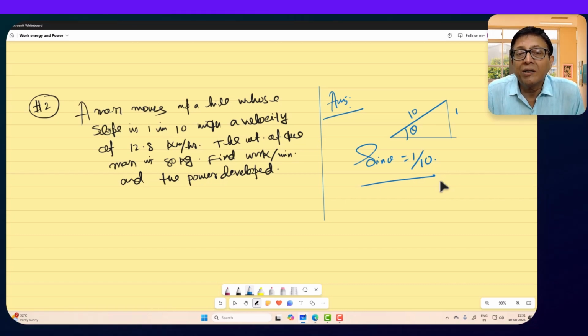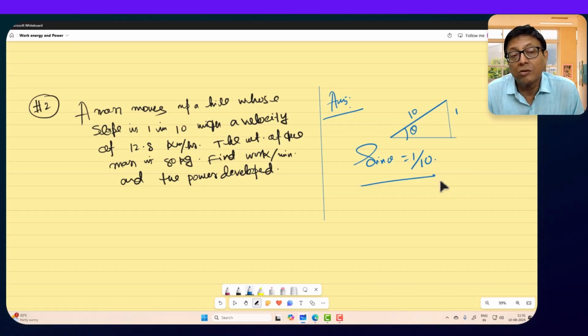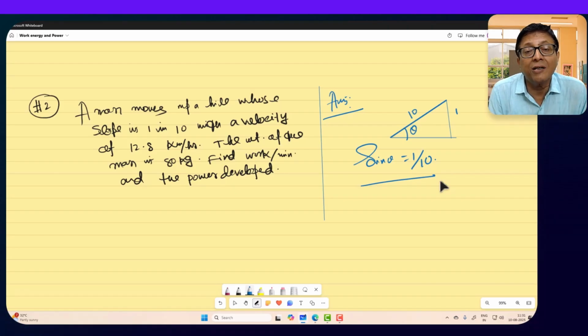Whose slope is 1 in 10, you will say that slope means tan theta. But theta small means you can replace tan theta by sin theta also. So sin theta is 1 by 10 here.